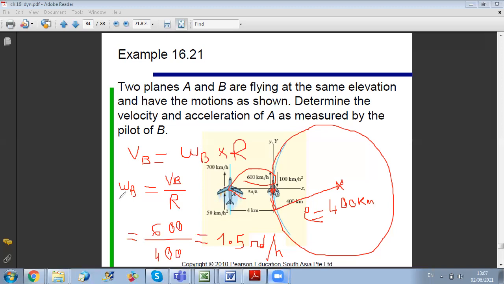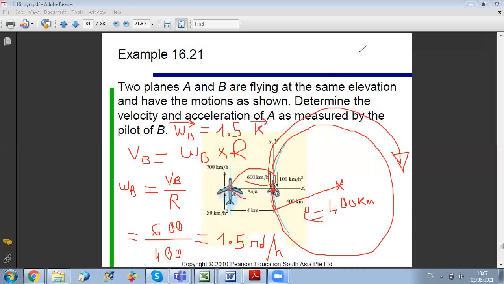Now, once we got omega, we should also know its direction, if it's along positive k or negative k. Who can tell me here? Is omega along positive k or negative k? Negative k. Very good. So I apply the right hand rule. From the right hand rule, my omega will be clockwise. So vector omega B can be written as minus 1.5k. Okay? So now I am ready to replace into the vectorial relation.